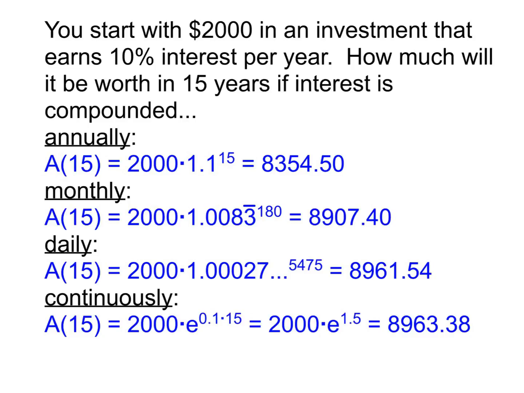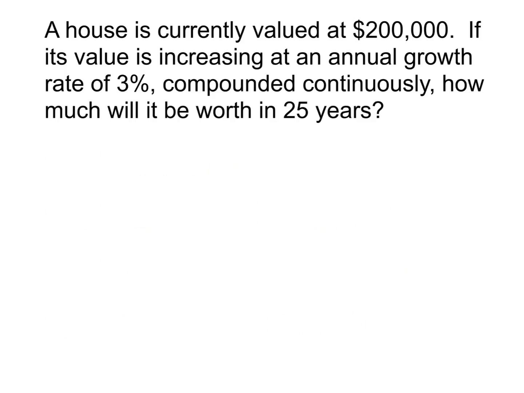All right, so now once we've seen how to do that, we can go ahead and apply it to a new situation. So here's the problem that we're going to be working with next. Write down the highlights as we go. A house is currently valued at $200,000. Start at $200,000. There's a highlight to make note of. If its value is increasing at an annual growth rate of 3%, so we're growing by 3%, there's a critical piece of information. Compounded continuously, definitely want to make note of that, because that tells us which equation we're going to be using. How much will it be worth in 25 years?